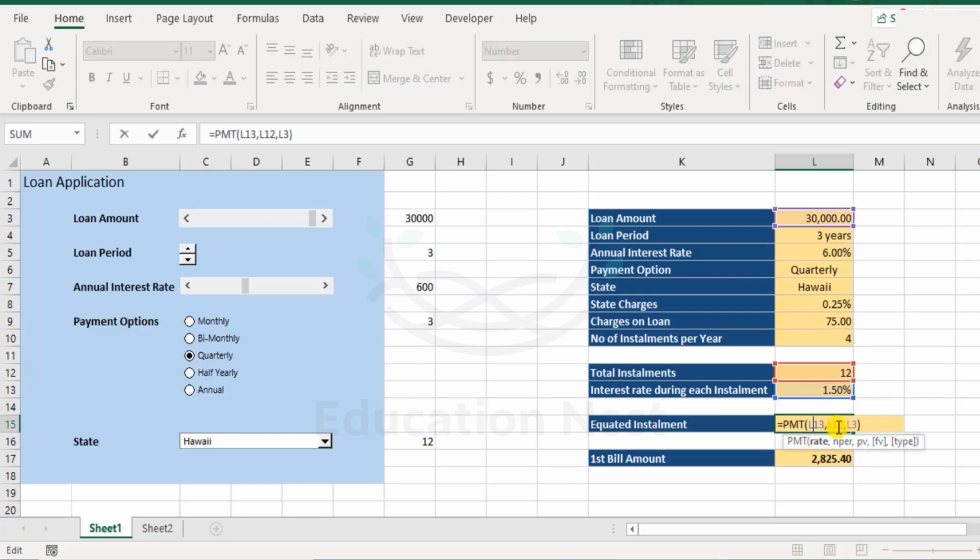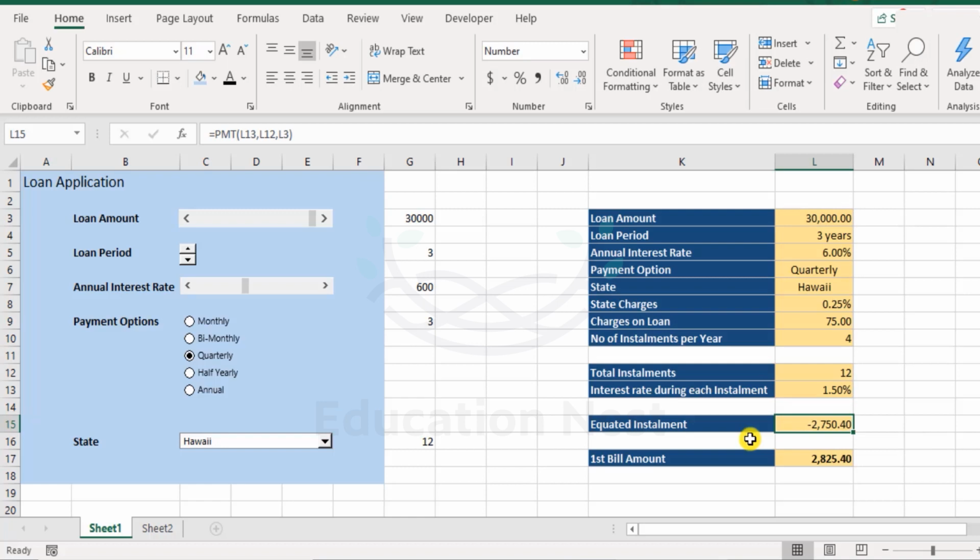Now, if I use this within the PMT function, the equated installment is this. You'll be paying $2,750.4 every quarter. This is a quarterly payment. And the first bill amount is this. That's because it also includes the charges on loans.